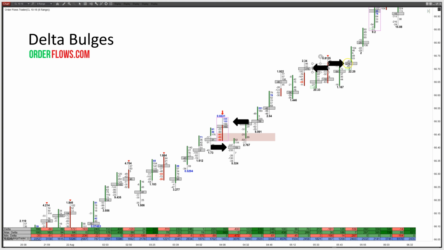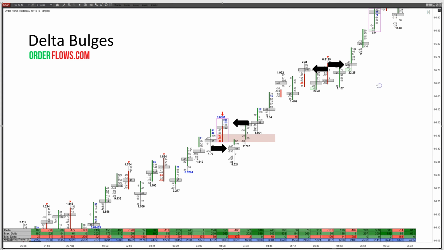But then when it comes back up just above there, now this resistance selling has become supportive buying, which is a very strong signal. And you can see even up here, you're seeing some more bulges up in here, minus 314, minus 216.